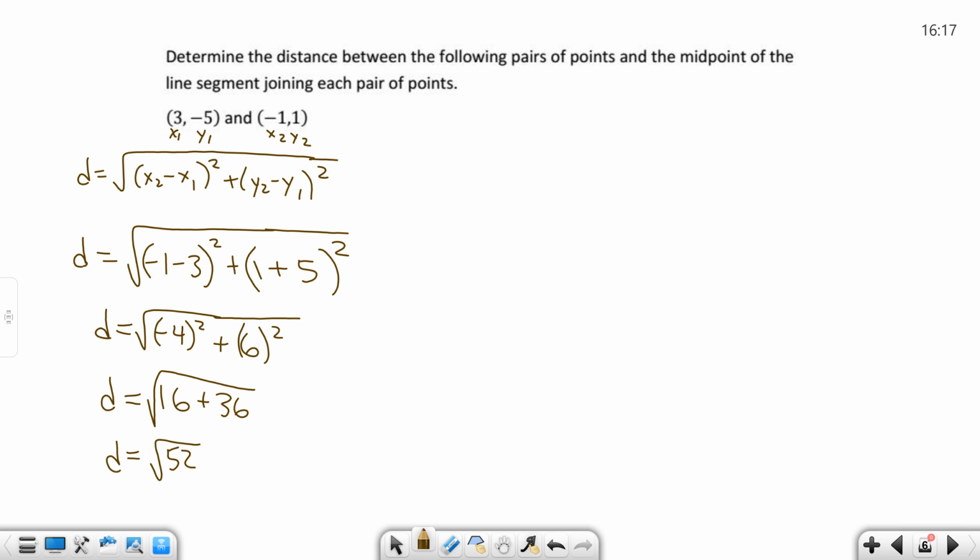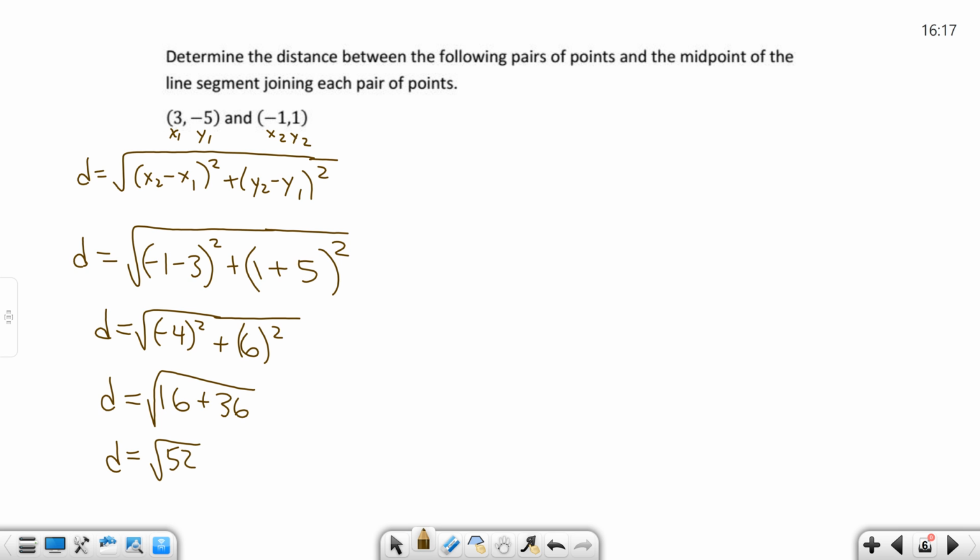Does 52 have a perfect square that divides into it? So what's the first perfect square besides 1? Not 2. Is 2 a perfect square? What do you square to get 2? Come on, what's the 4? There you go. 2 squared is 4. Does 4 go into 52? Does it? How many times? She said yes, but I don't know how many.